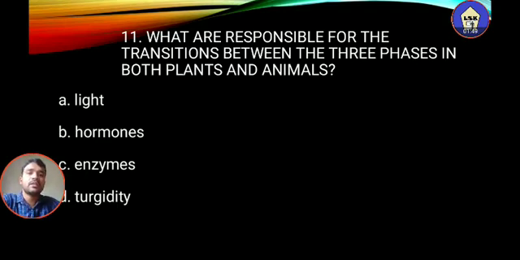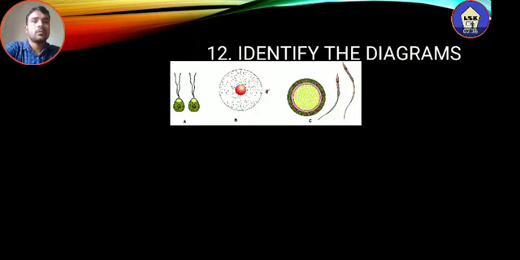So what will be the right answer? The right answer is option B, hormones. The hormones will regulate this transition between the 3 phases in both plants as well as in animals. Question number 12. Identify the diagrams.